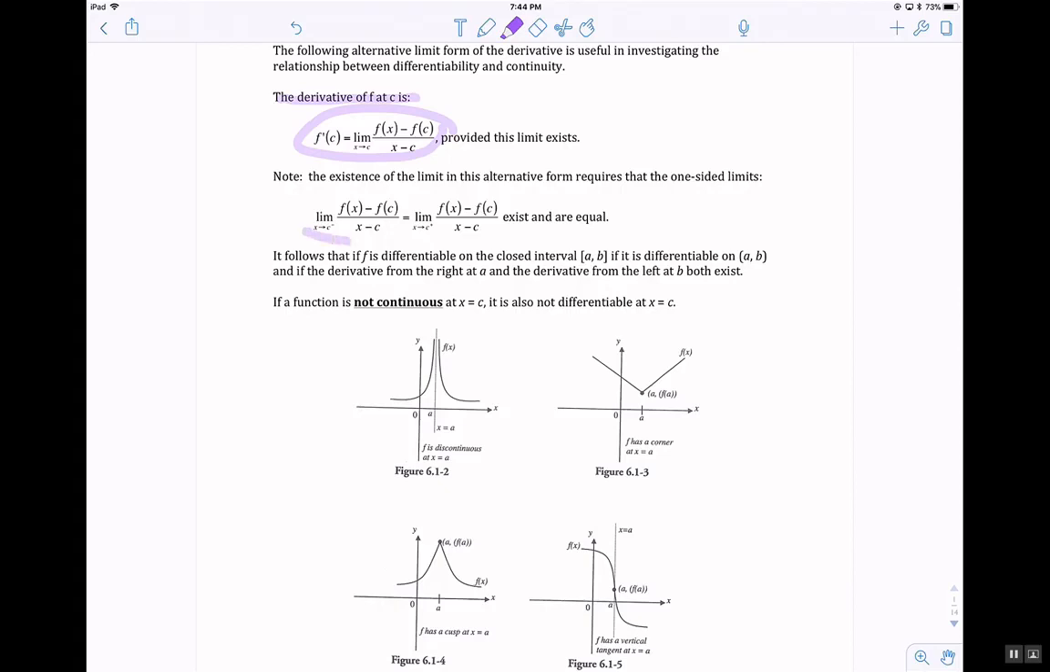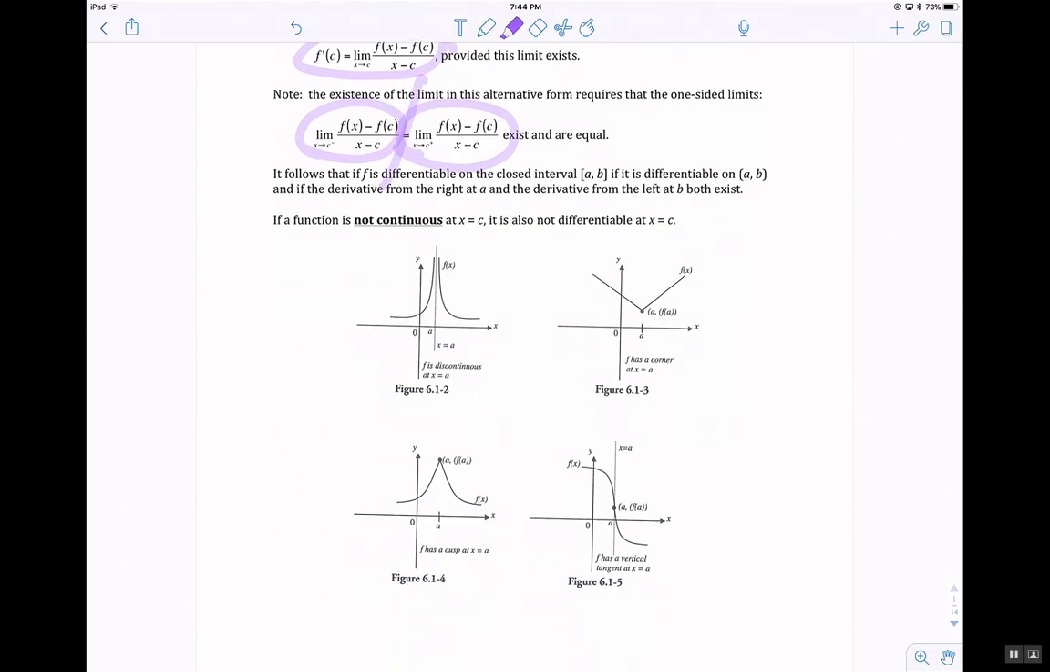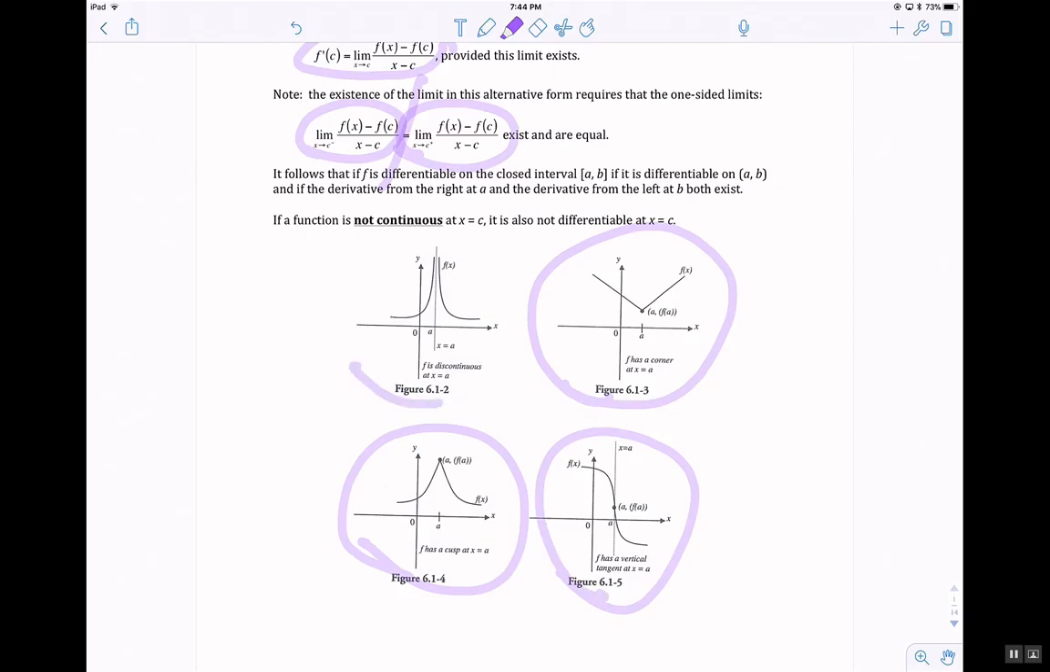So if the left side limit is equal to the right side limit, then the derivative actually exists. But if these are not equal, then the derivative does not exist. So there's a couple of pictures. This is a corner. Here's a cusp and a vertical tangent and a vertical asymptote, where you have all non-continuous points. And at those points, so at A, in all of those examples, it's not differentiable at those values. Okay, and it should be A, not C here.